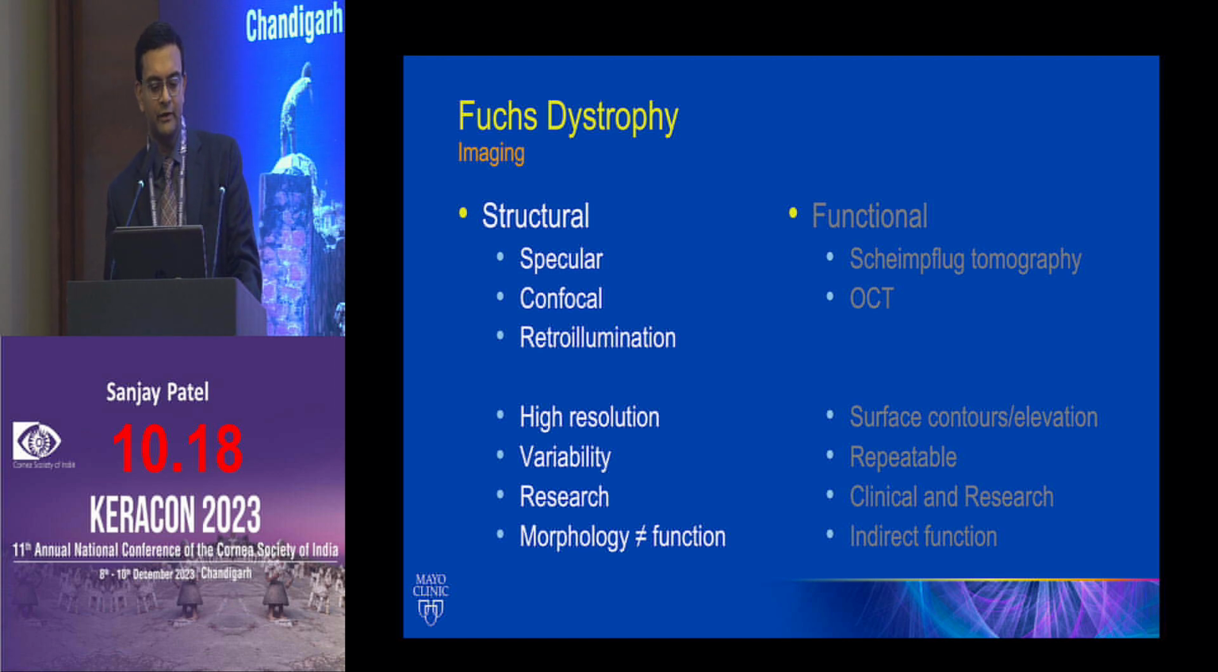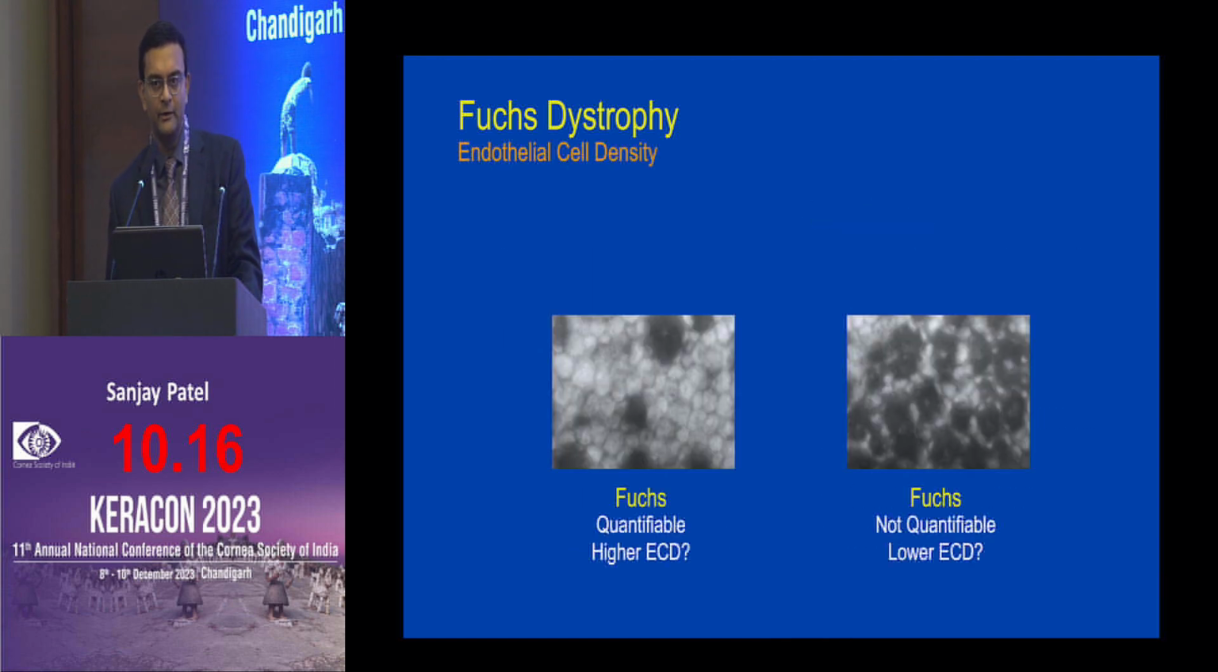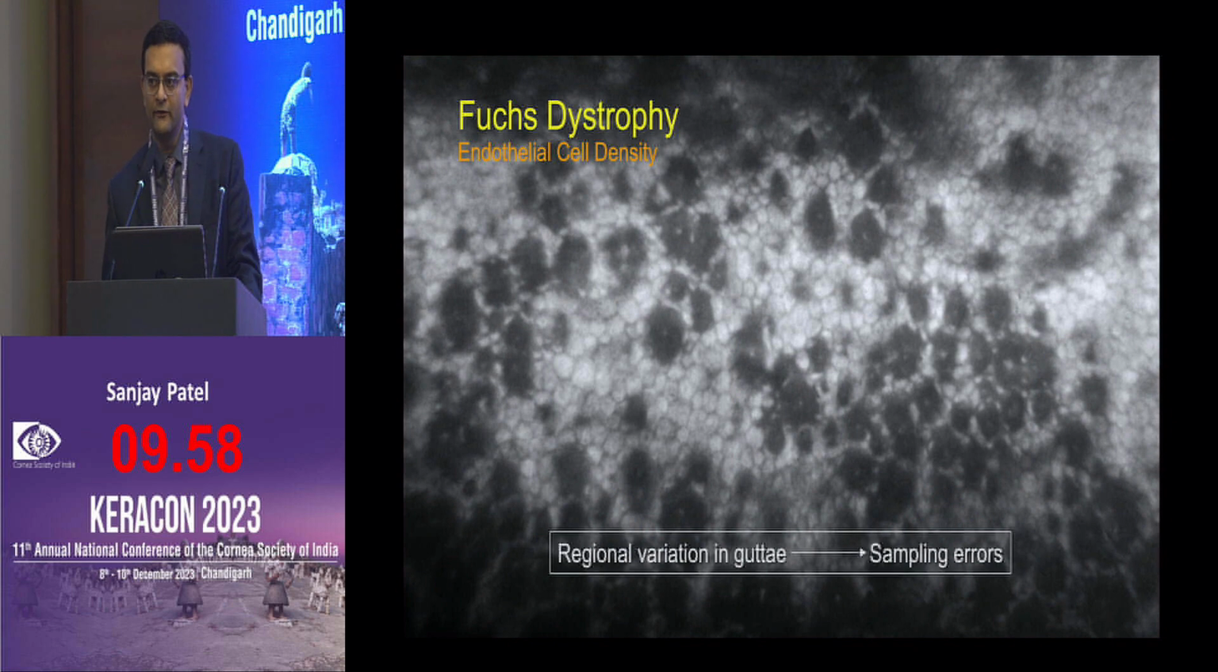So if we talk about structural very quickly, we're all familiar with confocal and specular imaging, and you can take images like this of corneas with Fuchs dystrophy, and sometimes you'll see cells well, sometimes you don't, sometimes they're quantifiable, sometimes they're not. But what you have to understand is those two images there belong to the same cornea. And when you have guttae present in Fuchs dystrophy, there's a lot of regional variation, and these imaging techniques are looking at very, very small areas of the endothelium, so you are subject to sampling errors.